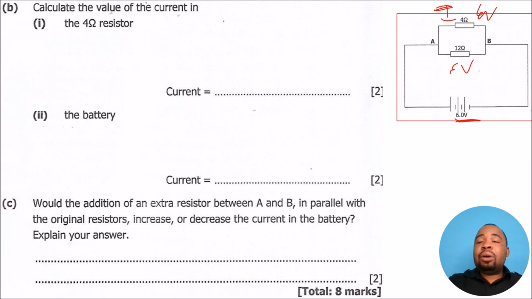In other words, taking the conventional direction of current, current will flow and reach junction A. Some will go on the upper side, some will go on the lower side. So current is divided in a parallel circuit.